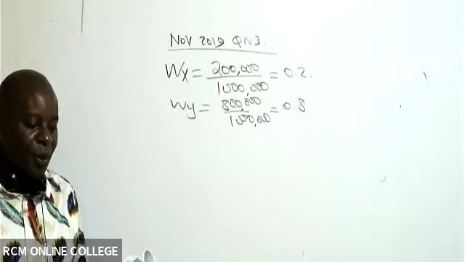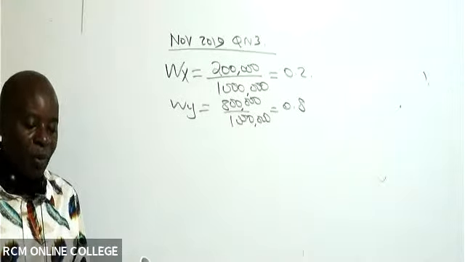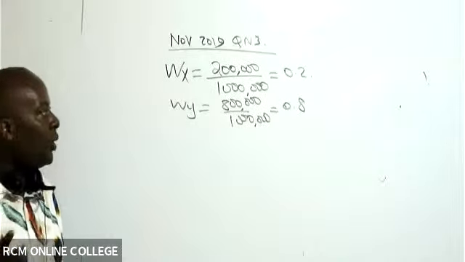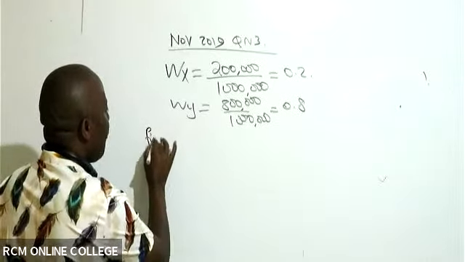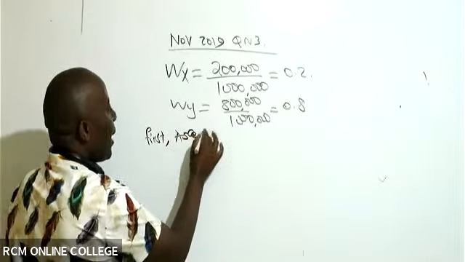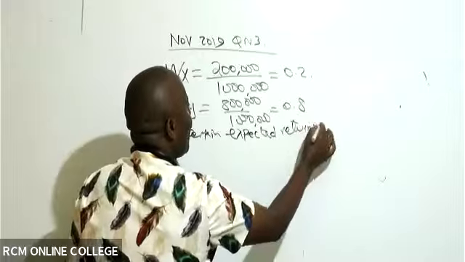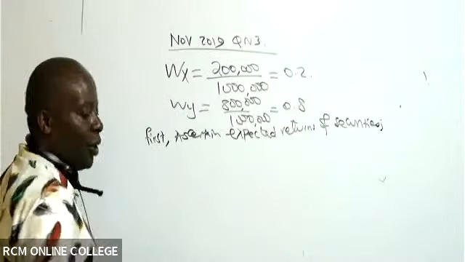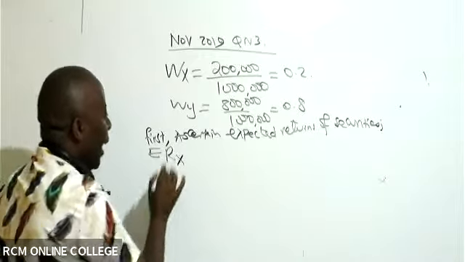So then you can see the returns on these 2 securities depend on the state of the economy as shown below. You can see the state of the economy, the probability, returns on X, returns on Y. They want us to give them the expected return on the portfolio. So to get the expected return on the portfolio, first ascertain expected returns of securities. So we shall first get expected returns of X.